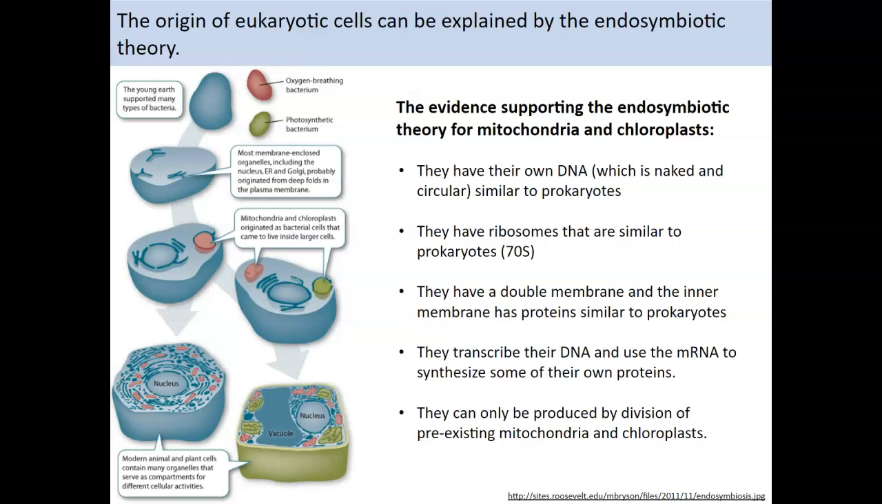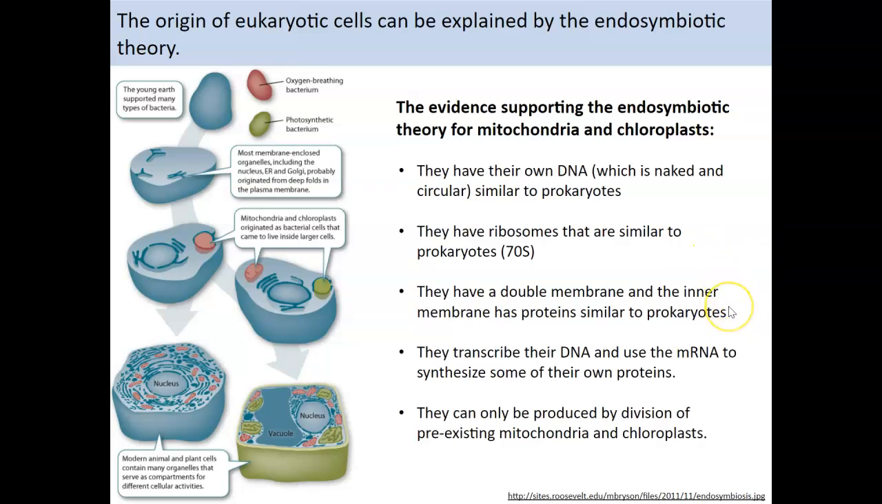Remember in BioH, we talked about the fact that eukaryotic DNA is not naked. It's associated with histone proteins. And prokaryotic DNA is not associated with histone proteins, therefore it would be considered to be naked. So they do have similar DNA to prokaryotic cells. They also have their own ribosomes that are similar in size to prokaryotic ribosomes. Prokaryotes have small ribosomes, 70S, that's their size, whereas in the cytoplasm of a eukaryote, their ribosomes are larger, 80S.